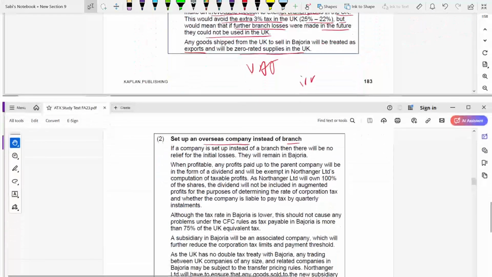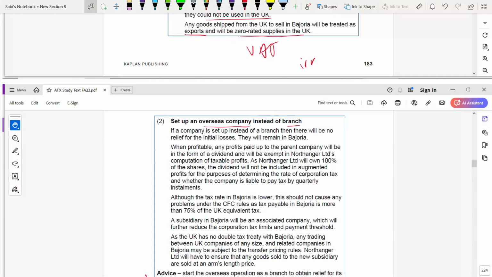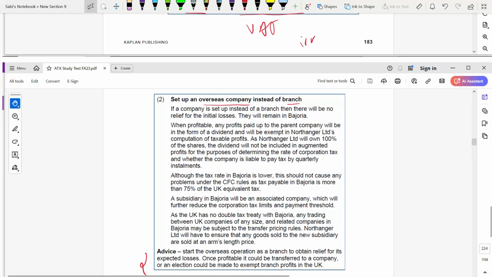Now you are giving a suggestion. So if the company is set up instead of a branch, what happens? There is no relief for initial losses. If you are a branch, you will get relief. If you are a company, no relief for initial losses. This loss will remain in that country.